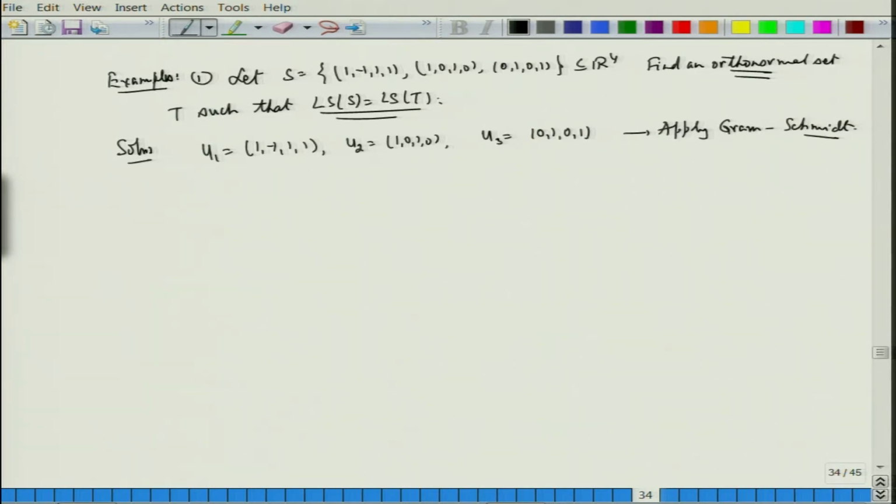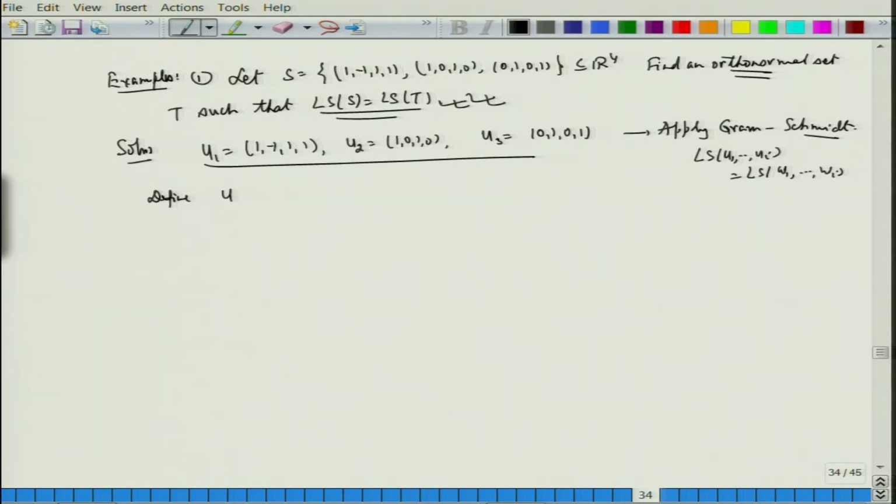But my question here is that I just want LS of S to be equal to LS of T. At no place are we saying that I have to maintain the linear span at each stage. In the Gram-Schmidt process, the linear span of U1 to Ui was the same as the linear span of W1 to Wi. I am not asking such a question here, alright. So therefore I can change the order, so I will change the order.